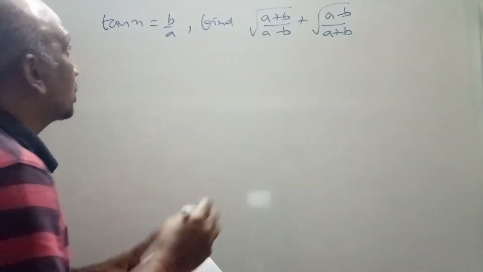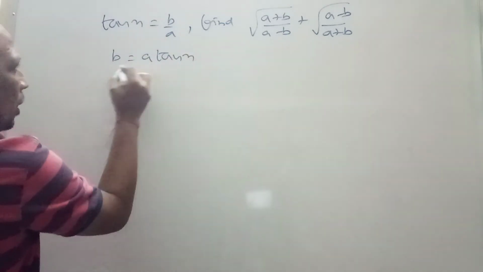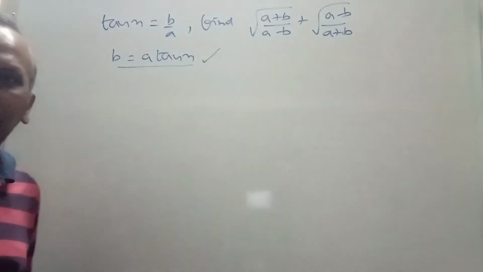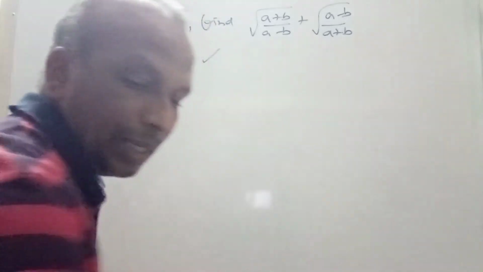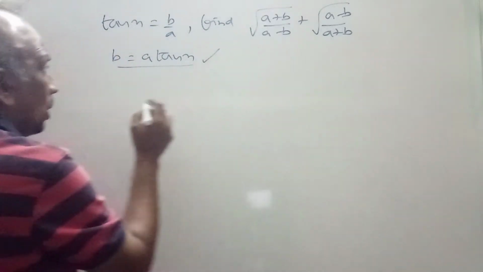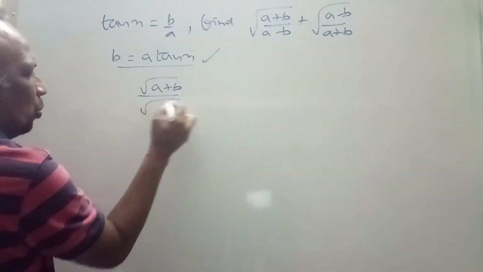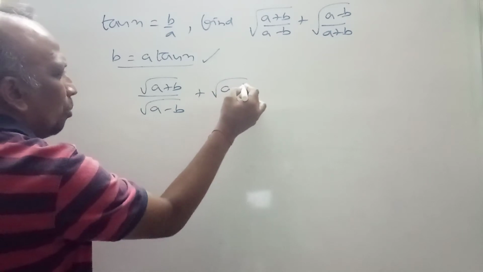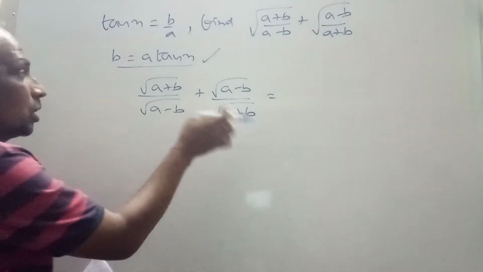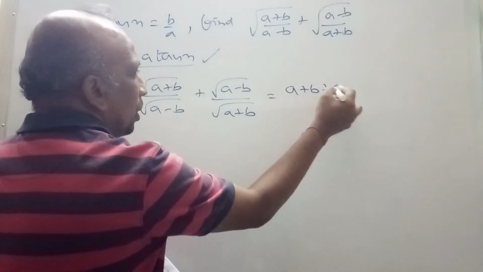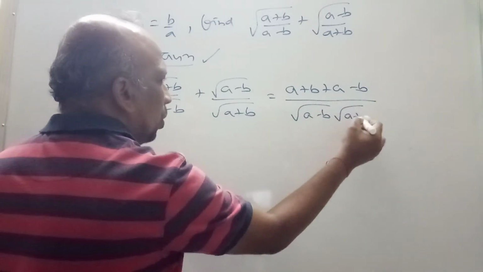They are given this. Can I write from this b is equal to a tan x? I can write, correct? B is equal to a tan x, you can write. After writing b is equal to a tan x, now you can observe here. I have written b is equal to a tan x, right? Now you can substitute here. If I simplify, so root of (a plus b) by root of (a minus b), root of (a minus b) by root of (a plus b), just I can write like this. Now this into this I can write. This is a plus b, a minus b, you take LCM. This will become root (a minus b) into root (a plus b).